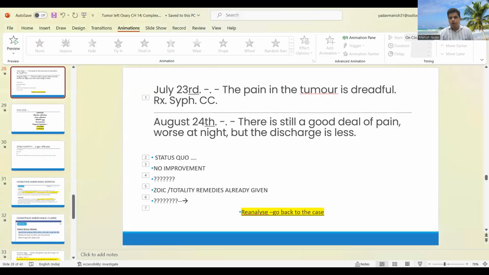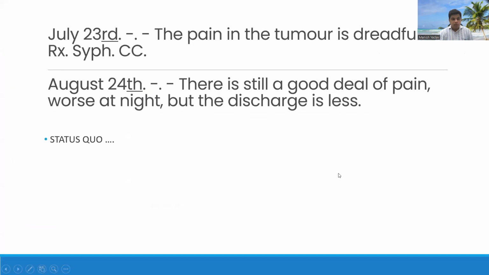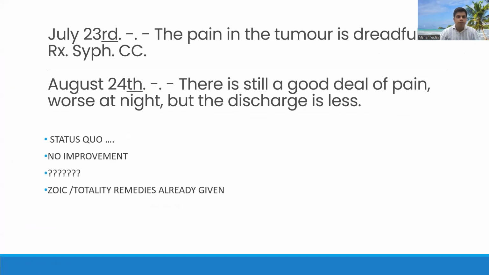Let's talk about this case. I hope you have turned your mind and started thinking about it. So we did it from here till here. Status quo, no improvement. What to do? Psoric remedy already given. Remedies based on totality already given. What else?